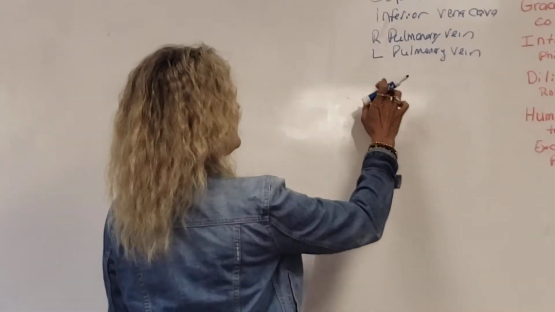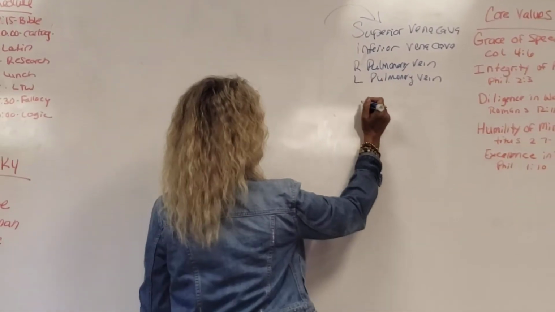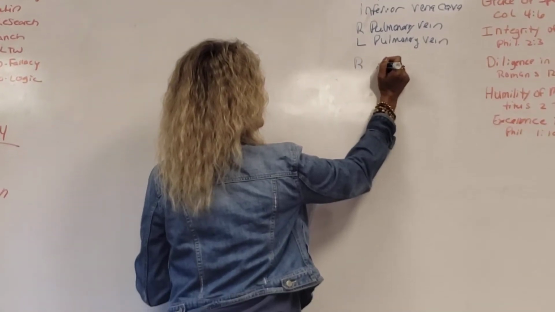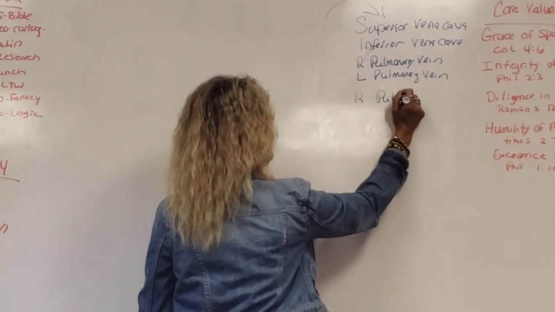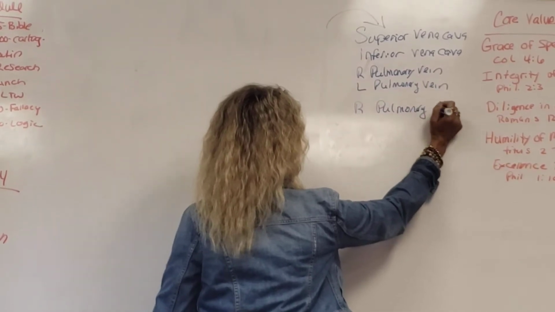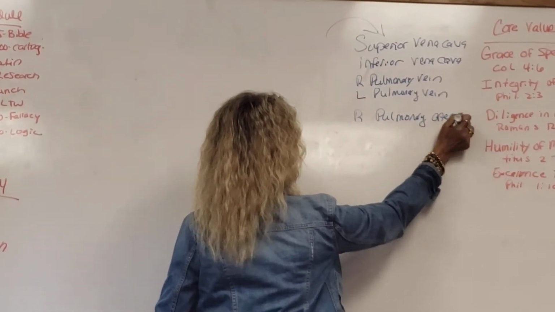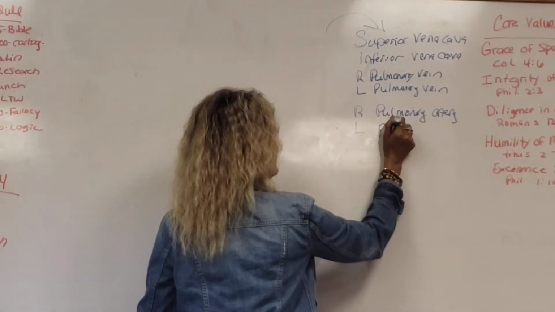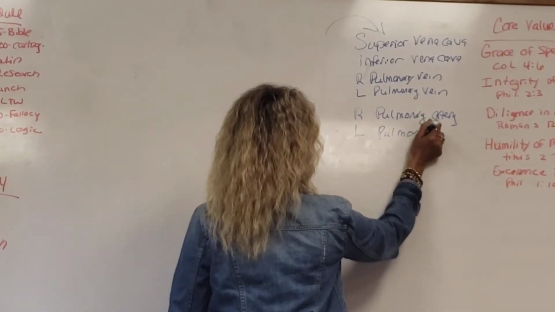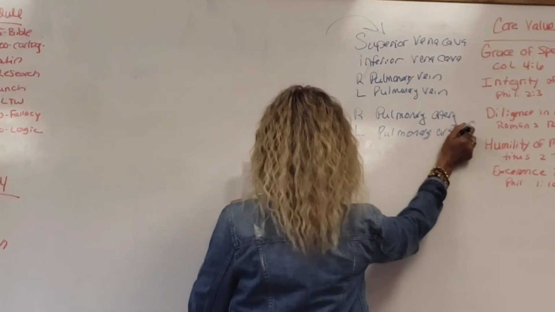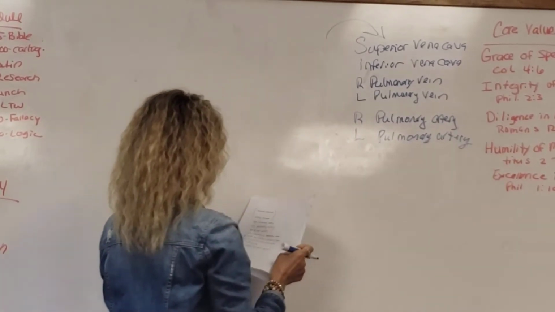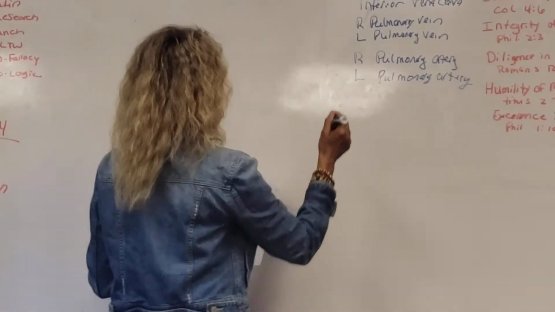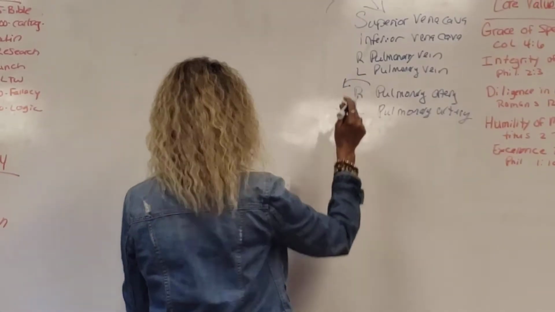We have a right pulmonary artery. So that means we have a what? A left pulmonary artery. Do we have any more arteries? No. And they're bringing blood away from the heart.